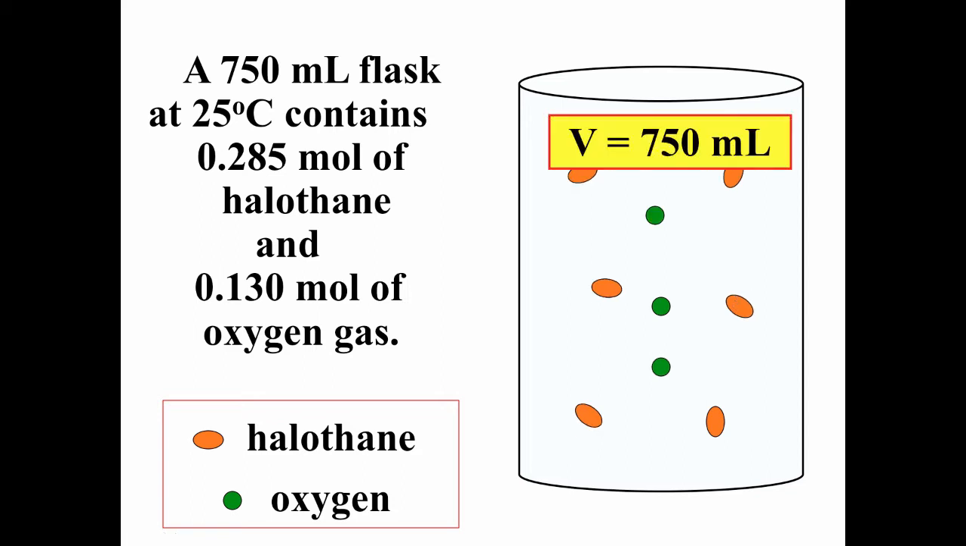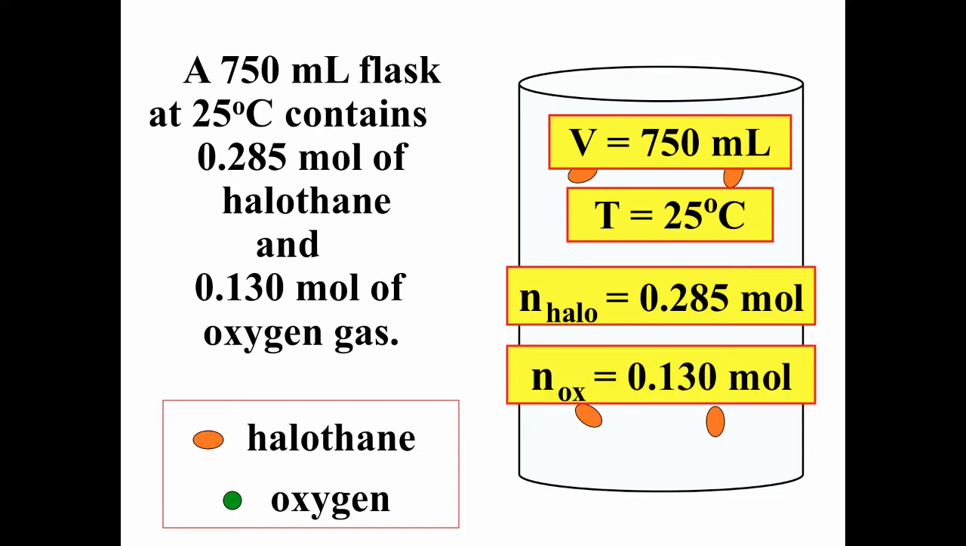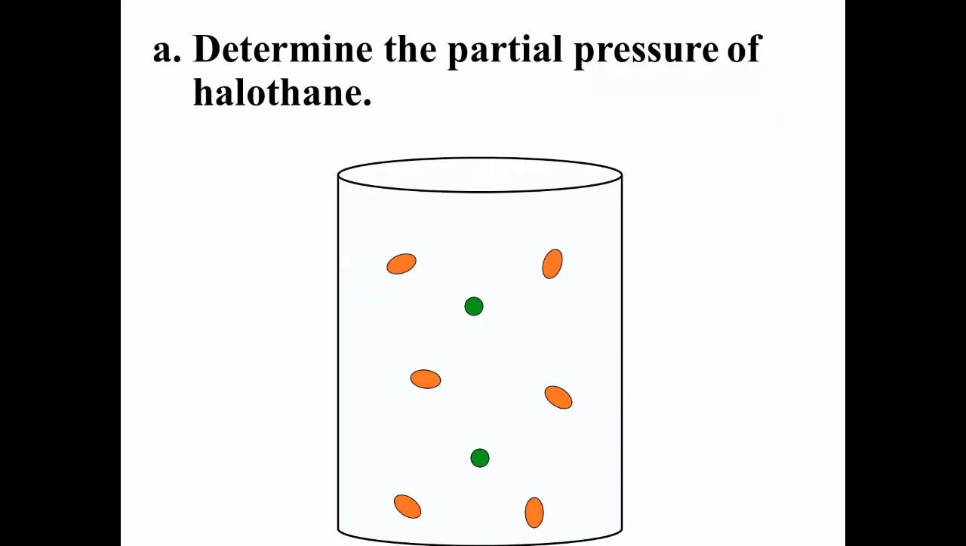Now, the volume of the flask is occupied by both gases. Both take up 750 milliliters, so the volume's the same for both, as is the temperature. They're both at 25 degrees Celsius. But halothane and oxygen have different numbers of moles. So how do we deal with a gas mixture like this?